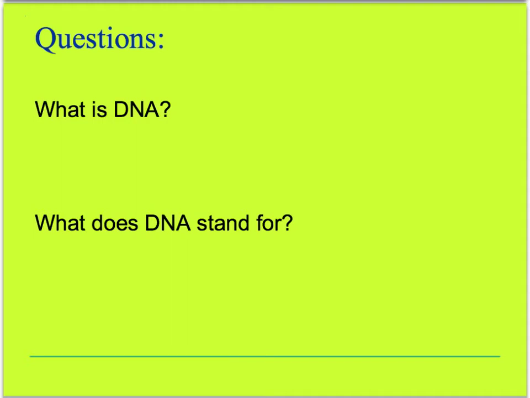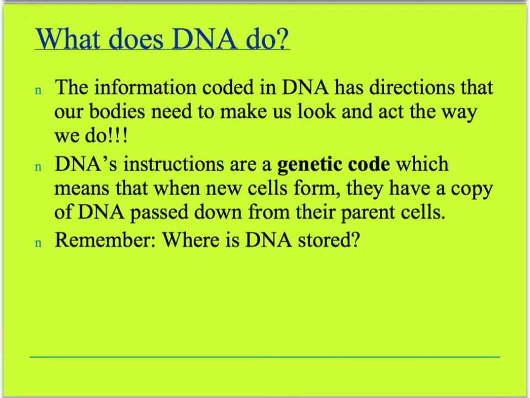Now that you have an understanding briefly of what DNA is, it's important to know, what does DNA do? The information coded in DNA, or held in DNA, has directions that our bodies need to make us look and act the way we do. DNA instructions are a genetic code, which means that when new cells form, they have a copy of DNA passed down from their parent cells. And it's an exact copy.